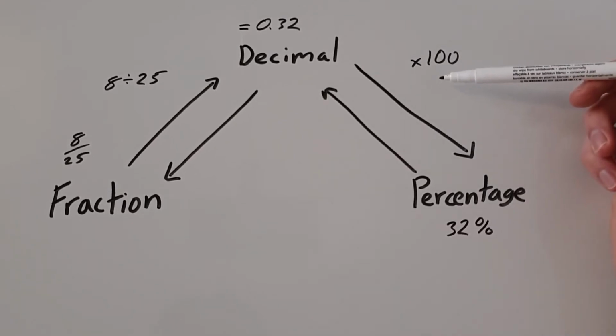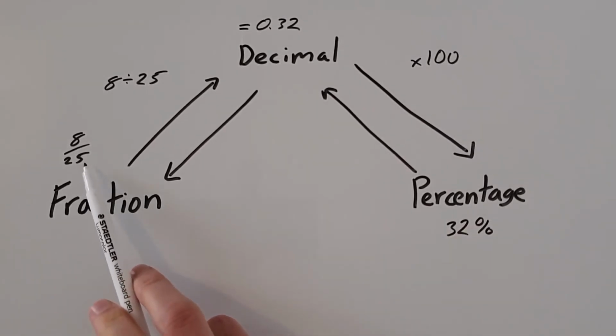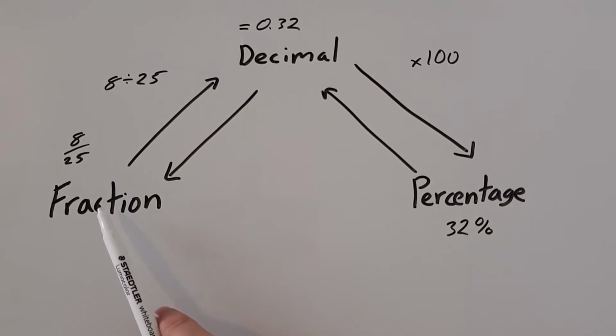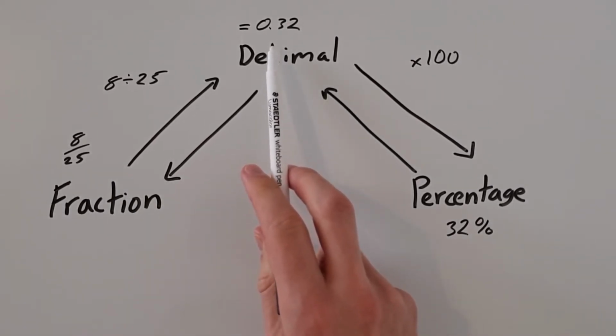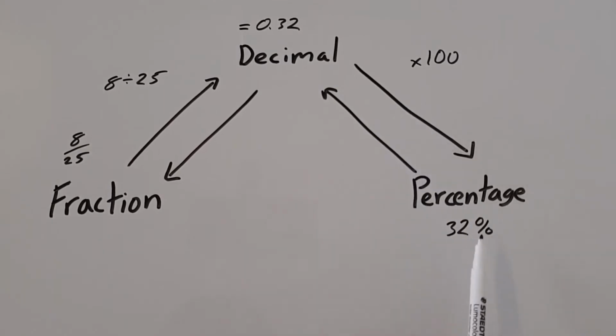Okay, and there we go. So we've taken our fraction, started off with 8 over 25, just divided it to turn it into a decimal, which gives us 0.32. Then we just multiply it by 100 to get a percentage of 32%.